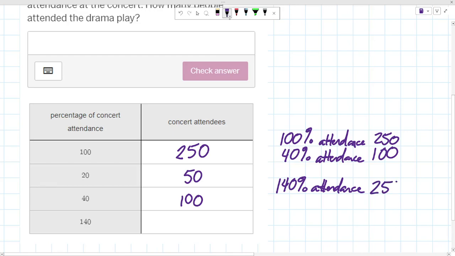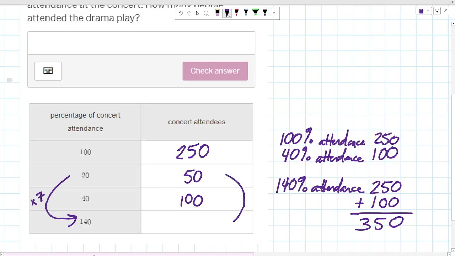So 250 plus 100. And earlier I said maybe you knew how to get from 20 to 140%. So you might have thought, oh, I can just multiply by 7. And you're right, because if we take 50 and we multiply it by 7, what's that going to be? Well, 5 times 7 is 35, so 50 times 7 would be 350.